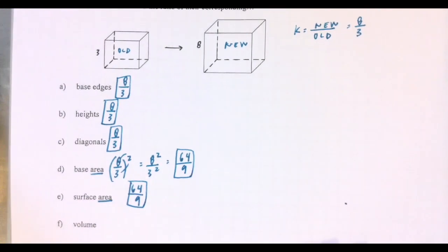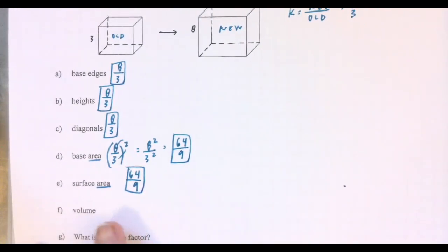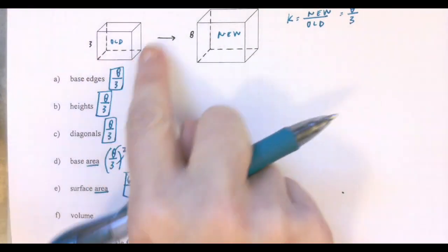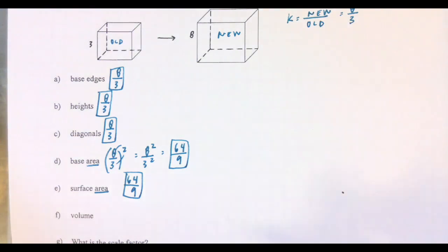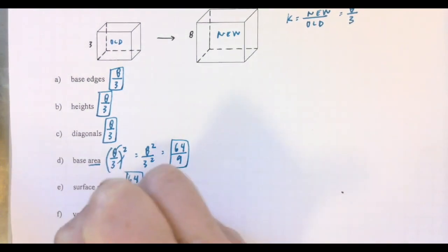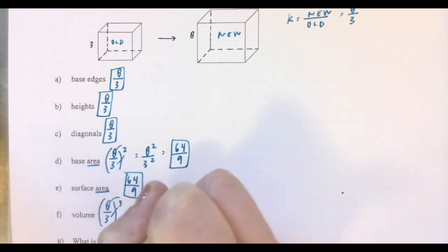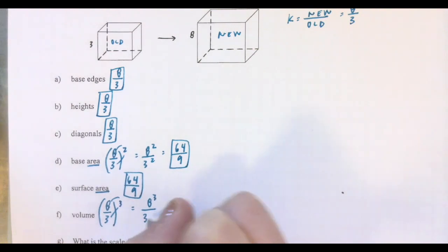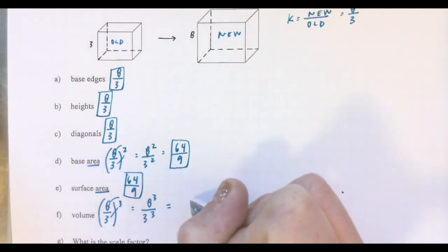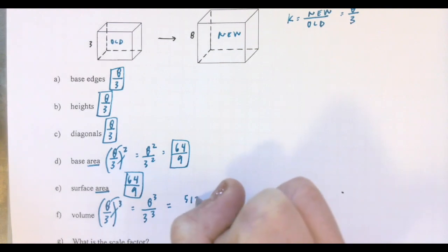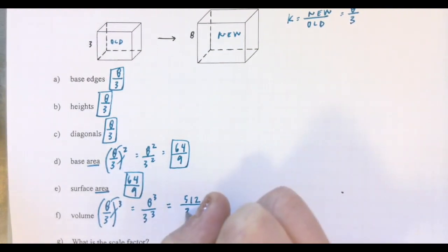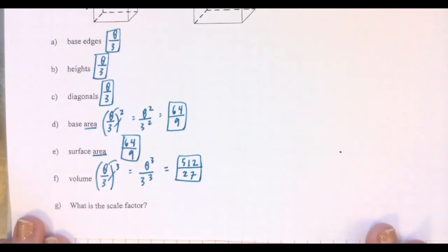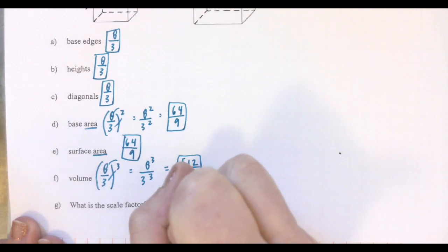Now how do we extend that to volume? For volume, we're looking at the number of non-overlapping unit cubes that fill up a figure. So now we take that scale factor of 8 to 3 and we raise it to the third power. We cube it. So we need 8 to the third power, 3 to the third power. 8 times 8 times 8, we're at 512. 3 times 3 times 3, we're at 27. And then lastly, what is the scale factor? We said that right in the beginning, 8 to 3.